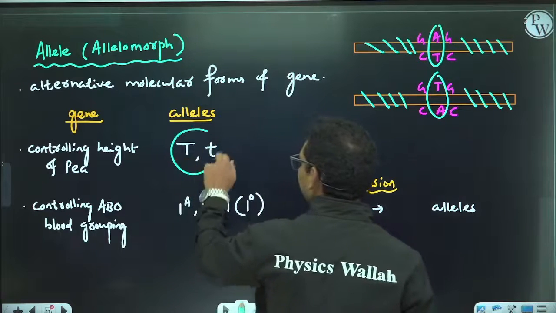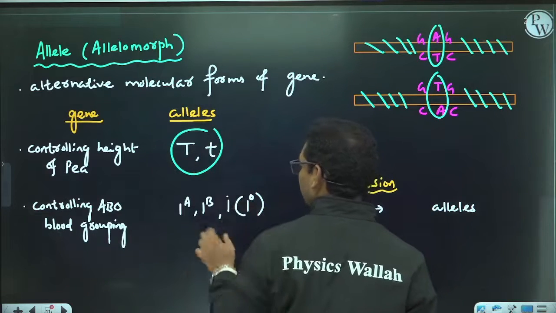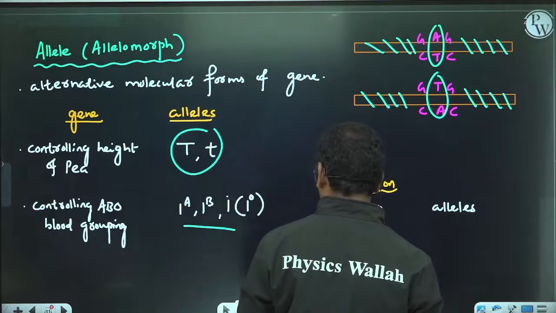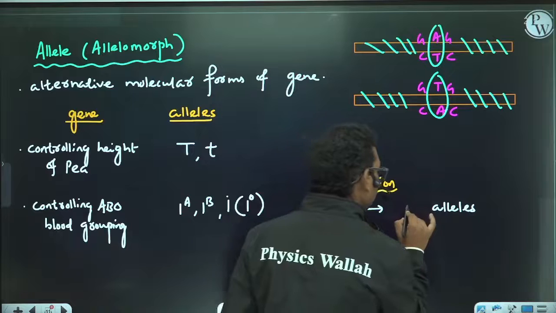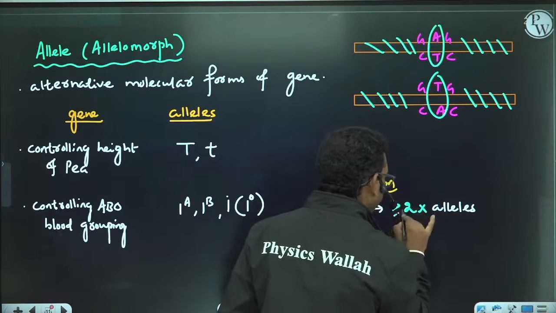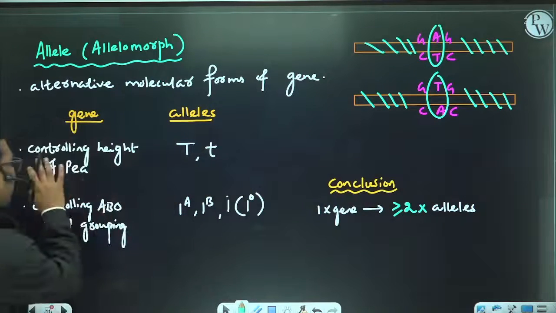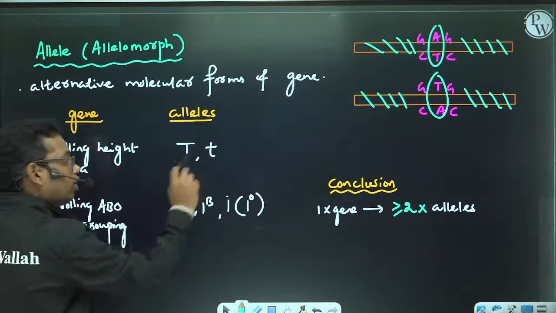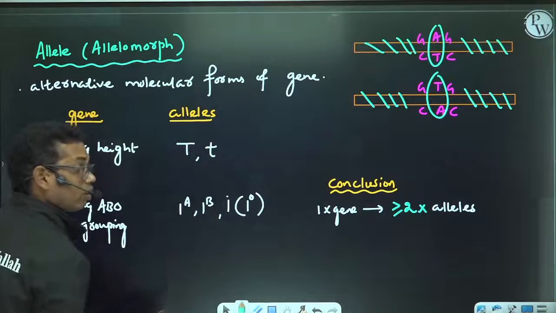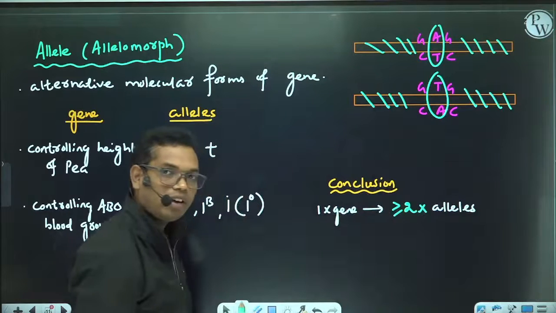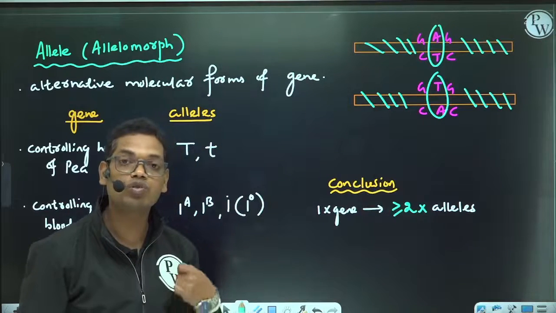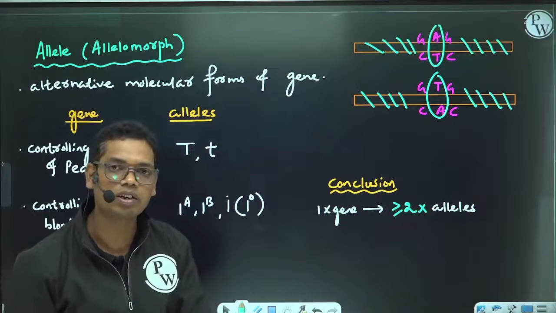Here I have how many alleles of the one gene? Only two. But here I have three alleles. So I can say one gene may have two or more than two alleles. Here one gene has two alleles, here one gene has three alleles. So one gene may have two or more than two alleles. And whenever one gene has more than two alleles, that is called multiple allelism.